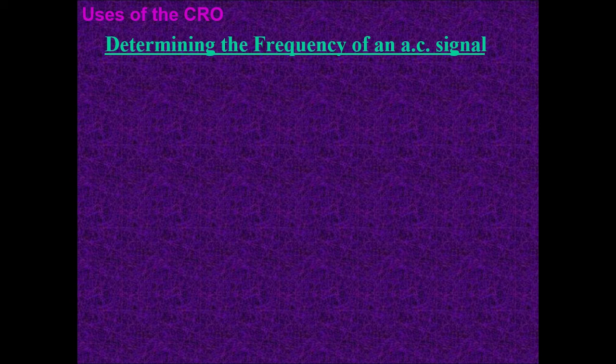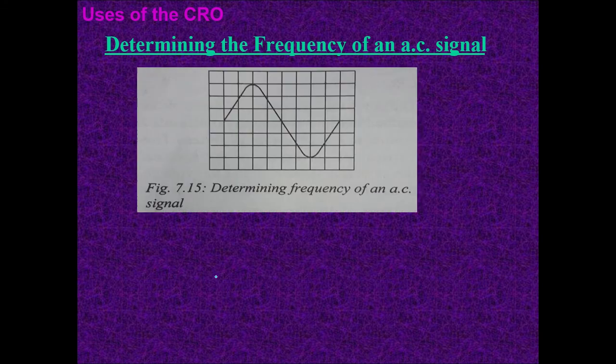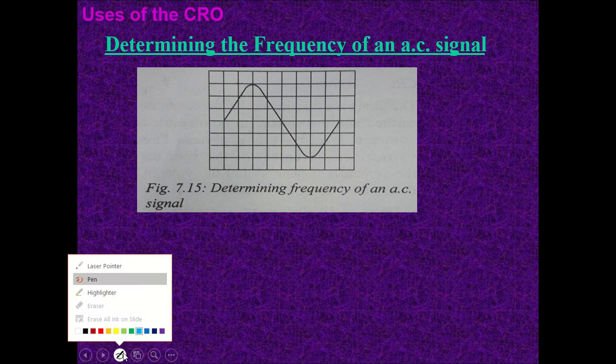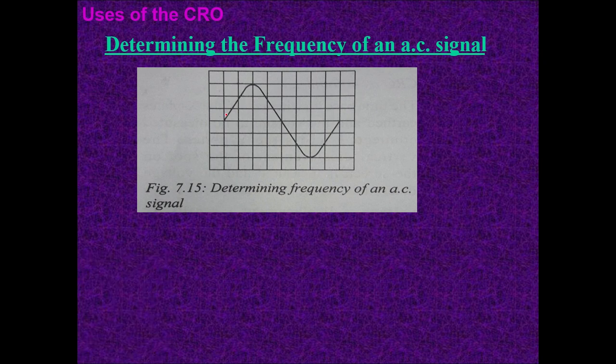But in this case, we now have both the Y plates and the X plates on, because the time base is on. So the time base control is then adjusted to give one or more cycles of the input signal on the screen. So basically we can have such an example whereby we have our curve in this manner. So there's both the Y axis, if I may say so, and then the X axis.